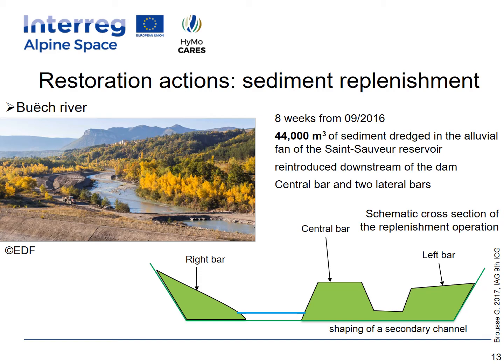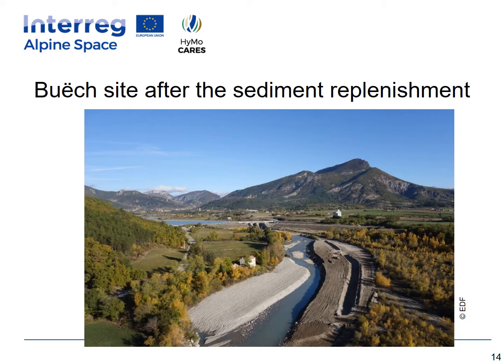Expected restoration effects are the reversing of the channel incision trend, the increasing of habitat heterogeneity, and the improvement of the ecological status of the river. This is an illustration of the breach site after the sediment replenishment with the two gravel berms on each side of the main channel and the trench cut in the deposit on the right of the picture.